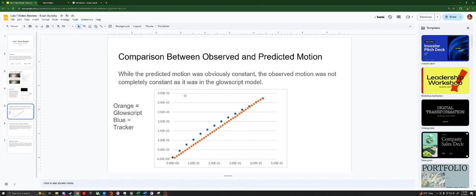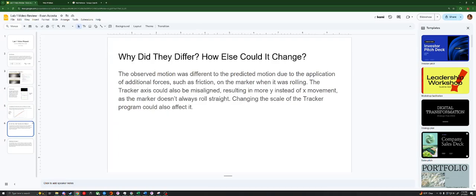Now, the comparison between the observed and predicted motion: the predicted motion was constant. Obviously, I didn't have any net forces acting on it in the opposite direction. But according to the Tracker data, it was not completely constant in the real world as it was in the computational model. And we're just going to go over why that may be. So why did they differ? How else could these results change?